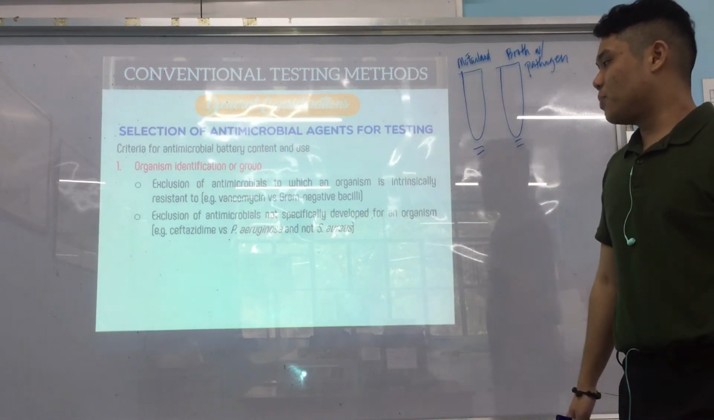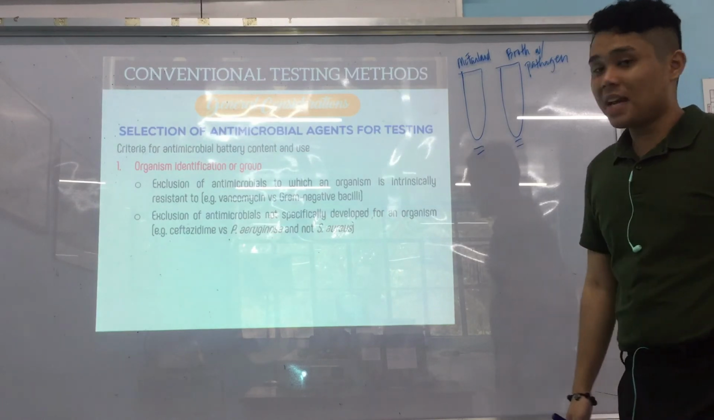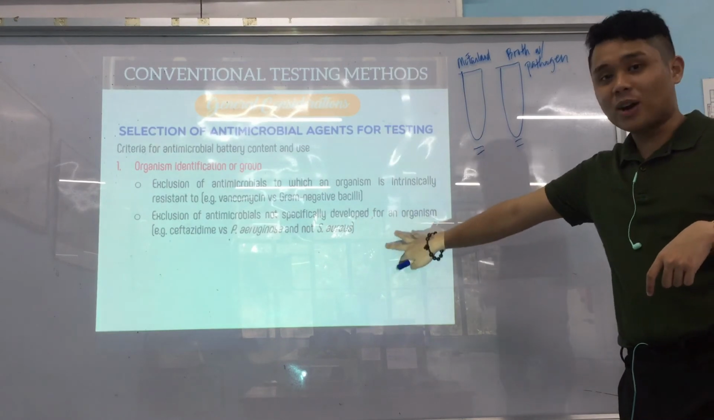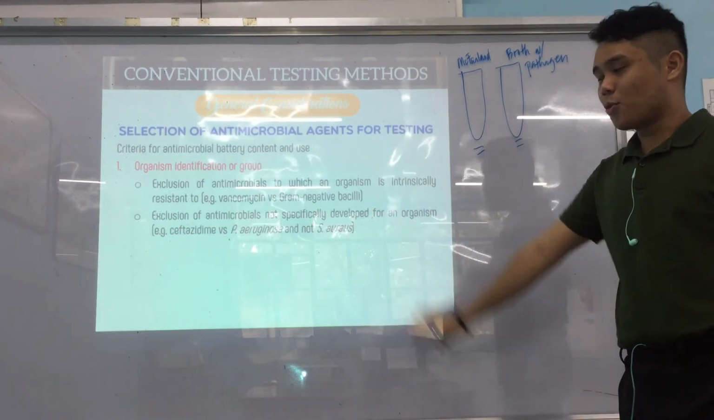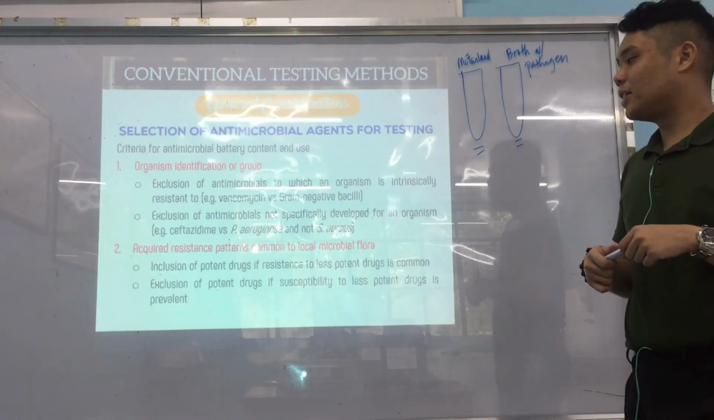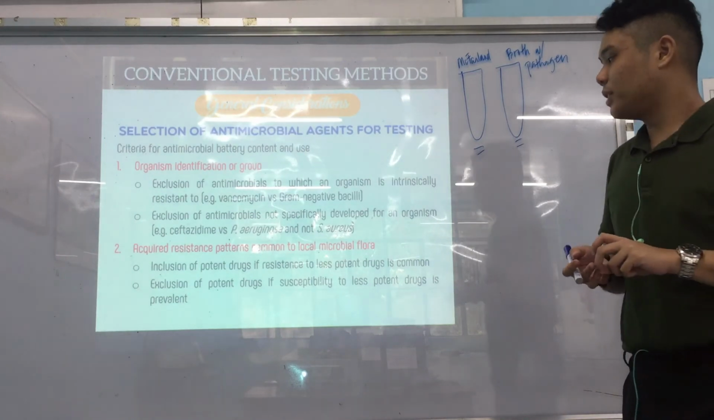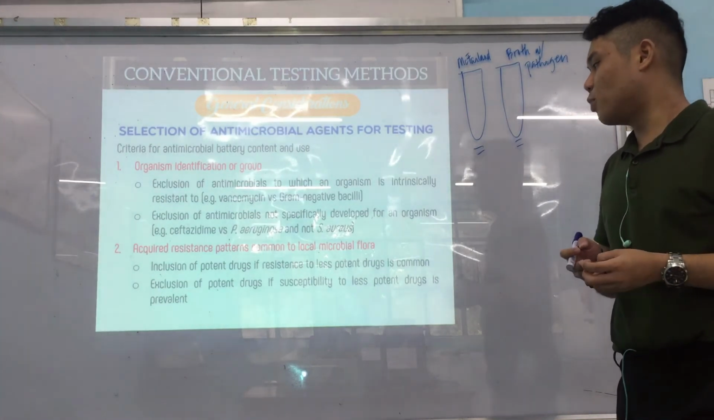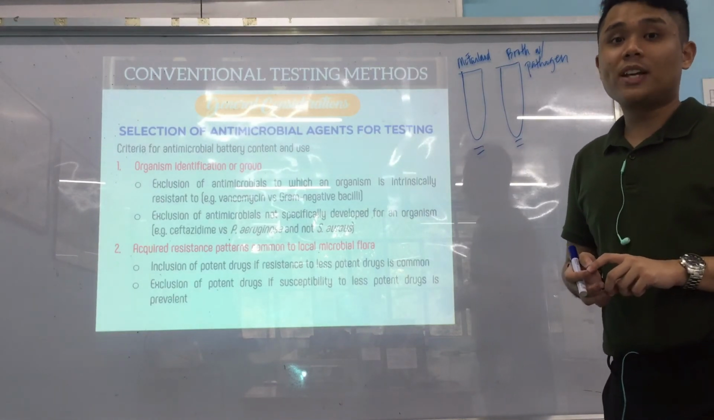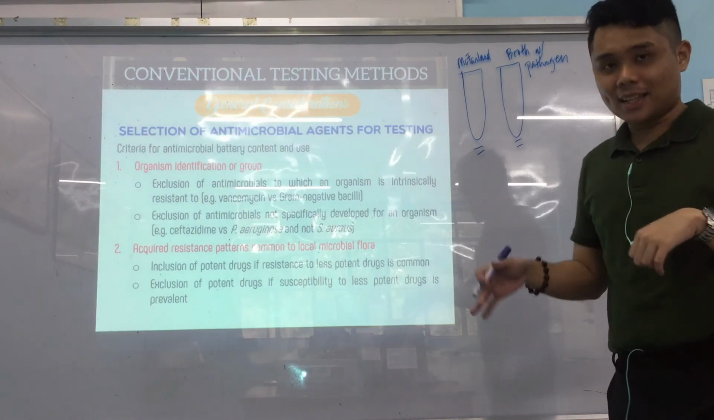And exclusion of antimicrobials that are not specifically developed for an organism. For example, ceftazidime versus P. aeruginosa and not S. aureus. Ceftazidime is usually used for gram-positive organisms like S. aureus, so we don't use it for Pseudomonas. Next, acquired resistance patterns common to local microbial flora. We include potent drugs if resistance to less potent drugs is common. If there are less potent drugs where resistance is not common, then we include those.